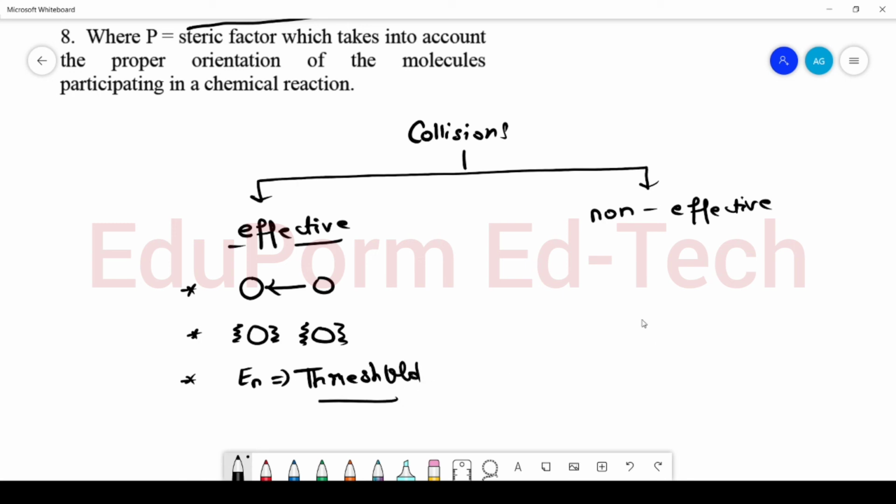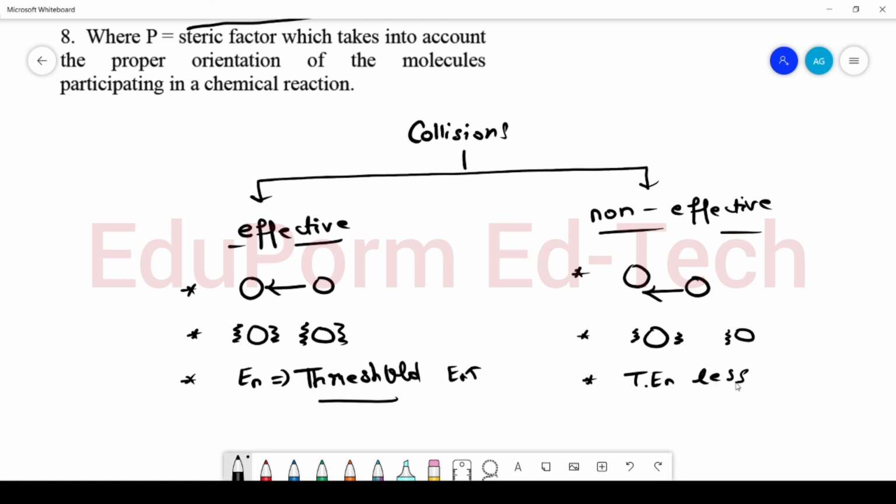Second, we have the non-effective or the ineffective collision. In these collisions, the orientation of the molecule is not perfect, it is not proper. Second, the colliding molecules do not have sufficient energy for the collision. And third, the energy present with the molecule is less than that of threshold energy. Here it is equal to or greater than threshold energy, and in this case it is less than the threshold energy.